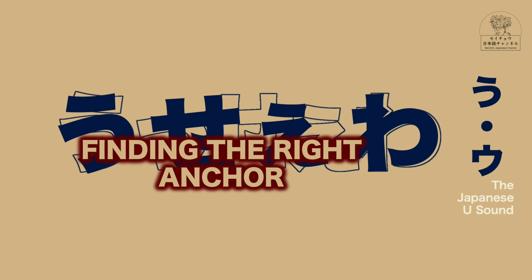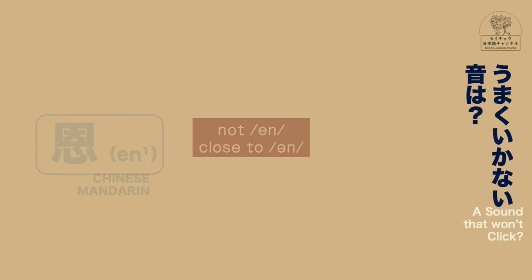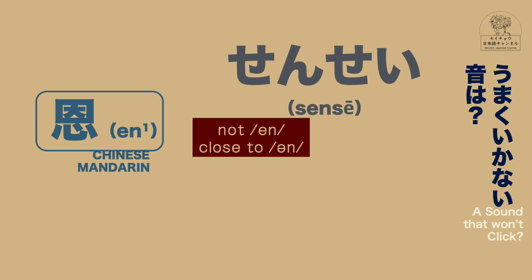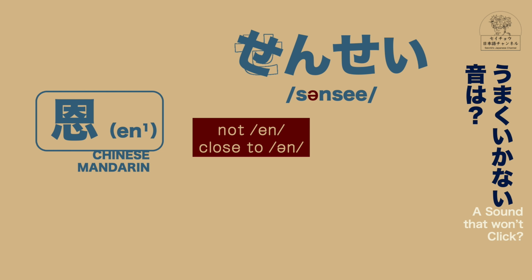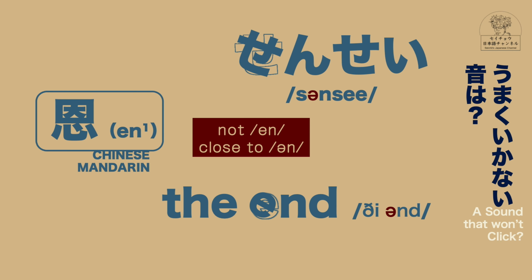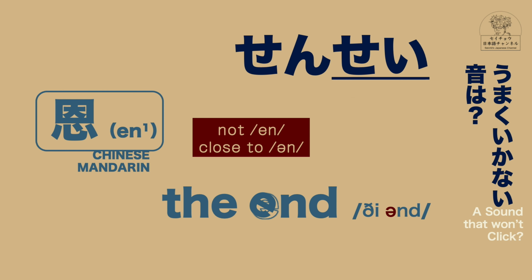Even among native speakers of the same language, the pronunciation problems people get stuck on are not the same. For example, many Chinese Mandarin speakers, influenced by the Pinyin spelling en, end up pronouncing the Japanese word sensei close to sensei. It's the same kind of habit that makes them pronounce the end as the end. In this case, try slightly opening your mouth and letting the S sound come forward.